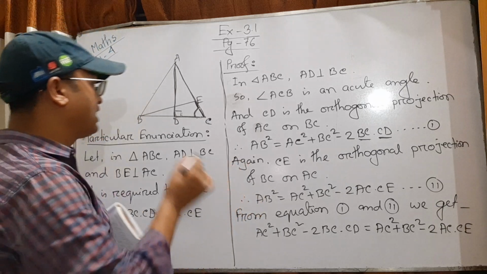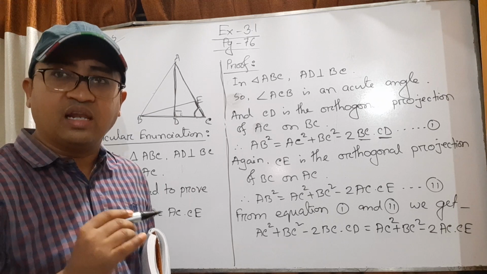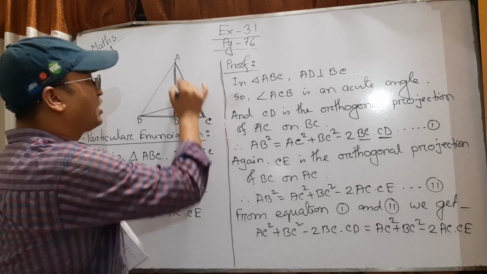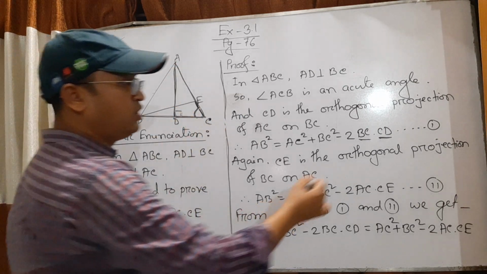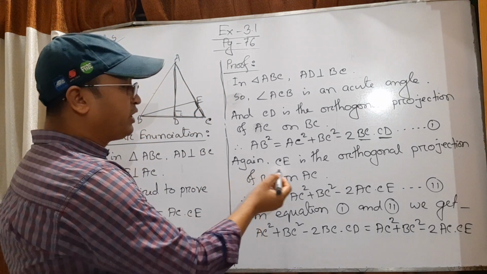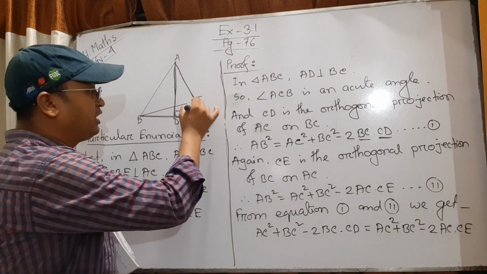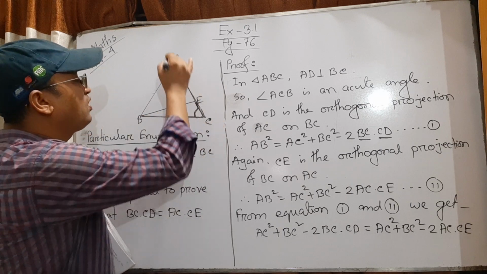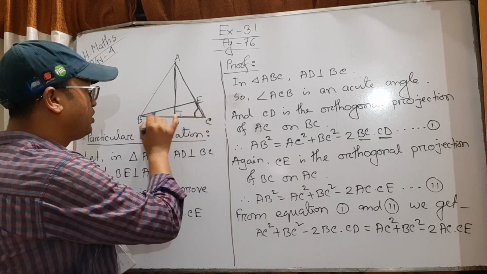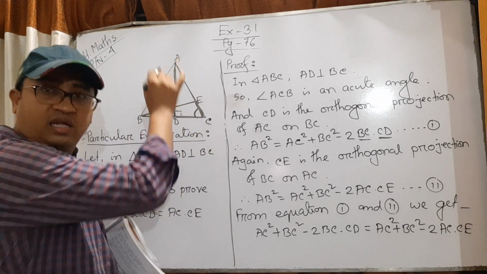If I consider one side BC as the length, then the breadth will be the orthogonal projection of AC. So what is the orthogonal projection of AC? That is CD. So BC into CD. This is equation number 1. Again, we can say CE is the orthogonal projection of BC on AC. This portion CE is the orthogonal projection of BC on AC. If I draw a perpendicular over there, this portion will be the orthogonal projection of BC on AC.